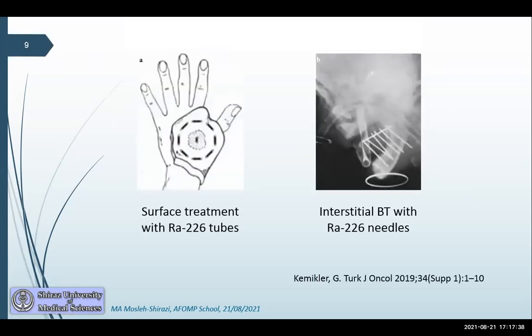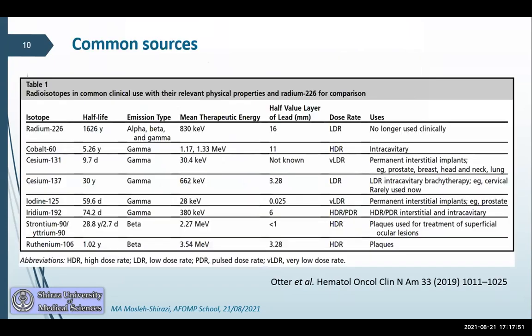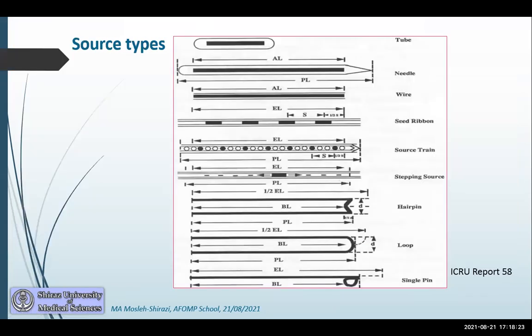Let's move on to brachytherapy sources. Of course, they were all, to begin with, radium-226 tubes, interstitial needles, etc. And then other sources came, and most of them were man-made. Here's a table summarizing them, comparing them with radium-226 in terms of half-life and emission type. Of course, we mostly want gamma, a mean energy, and in the setting, low dose rate, high dose rate, whatever, and the uses are here summarized. Sources come in various shapes and sizes, as seen in this ICRU report: tubes, needles, wires, ribbons, etc.